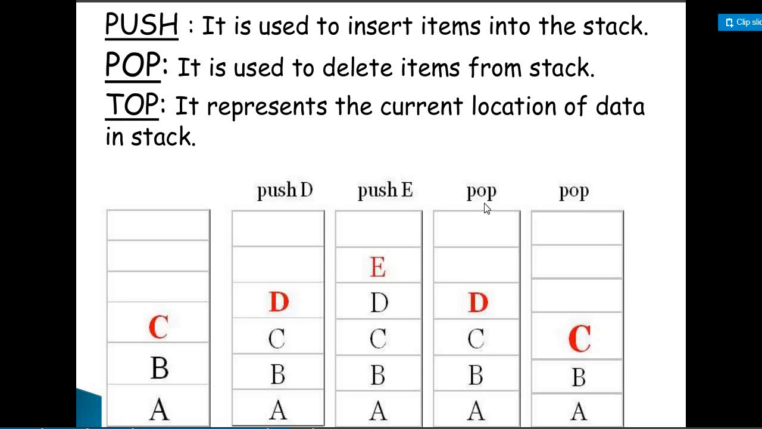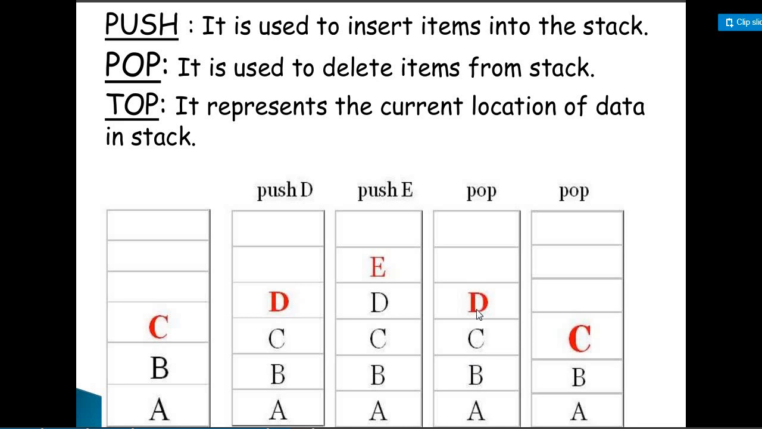So pop means you are removing the element from the top position here. So D is the top position, right? So D is the last position here. So whenever you delete, the top element will always be deleted here. So after deleting, A will become the new element.